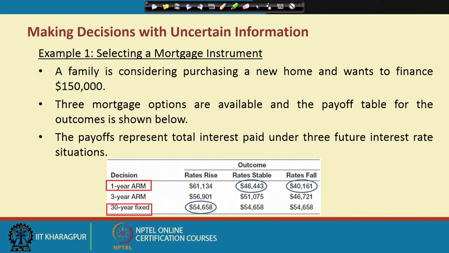The decision alternatives will be 1 year ARM, 3 year ARM and 30 year fixed rate. The outcomes will be with respect to rates increase, rates stable and rates decrease. So, 3 mortgage options are available, and the payoff table for these outcomes is available here with respect to these 3 alternatives: 1 year ARM, 3 year ARM and 30 year fixed. The possible outcomes are increasing rate, stable rate and decreasing rate.